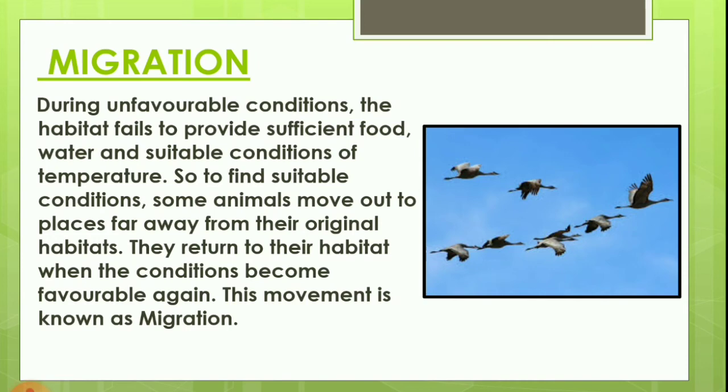They return to their habitat when the conditions become favorable again. This movement is known as migration. और जब वापस से कंडीशन नॉर्मल हो जाती है, वापस से फूड, वाटर, टेम्परेचर उनके लिए सूटेबल हो जाता है, दे अगेन गेट बैक टू देयर हैबिटेट. एंड दिस मूवमेंट, ये जो मूवमेंट होता है जाने का, आने का, दिस इज नोन एज द माइग्रेशन. So students, this was the last topic from the chapter. I hope you understood the chapter. Now we'll complete the book exercise.